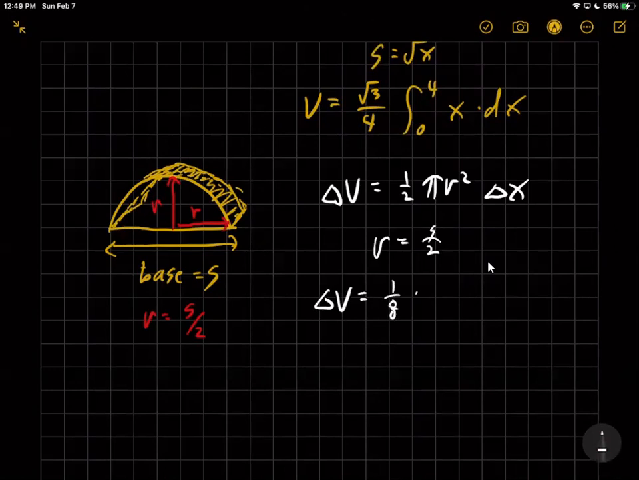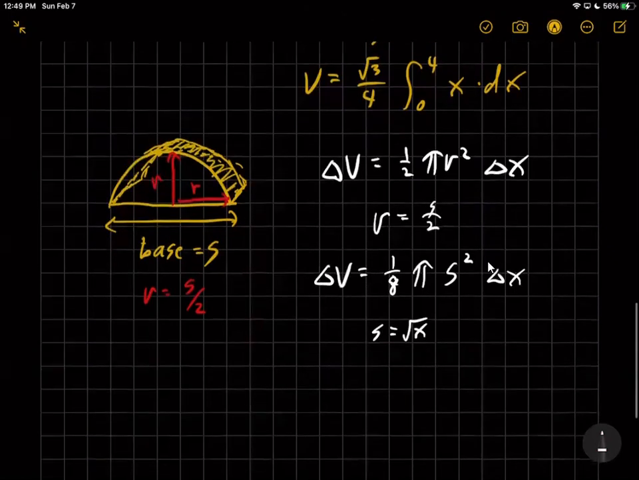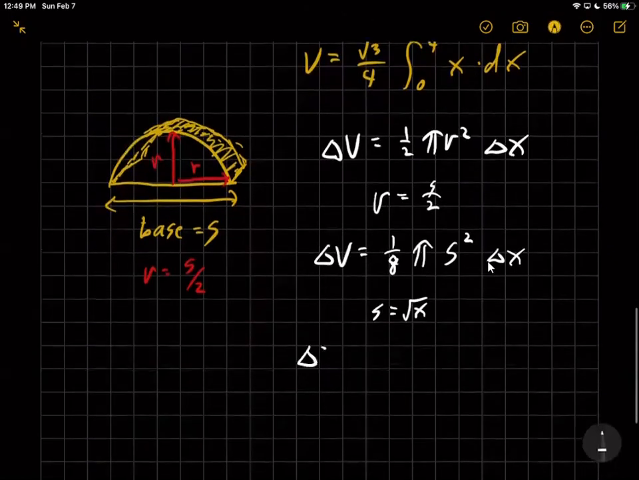So delta v is equal to 1/2. Actually, it'll end up being 1/8 pi s squared. When you square s over 2, you get s squared over 4. So we end up with 1/8 pi s squared delta x. If s is the square root of x, s squared will be x. So delta v is 1/8 pi x delta x.